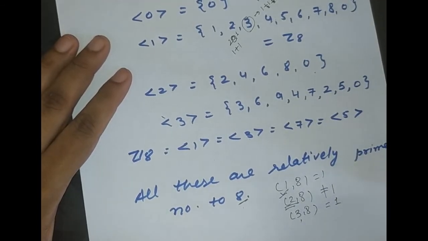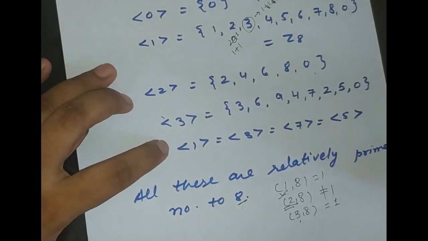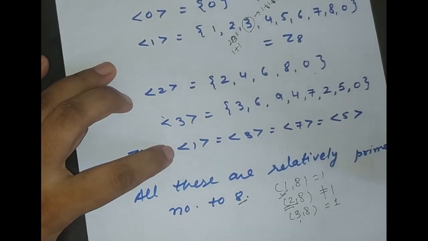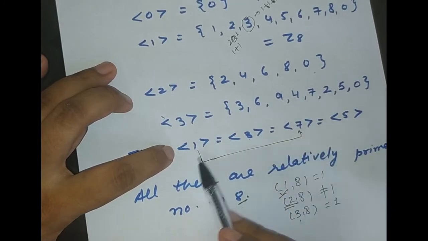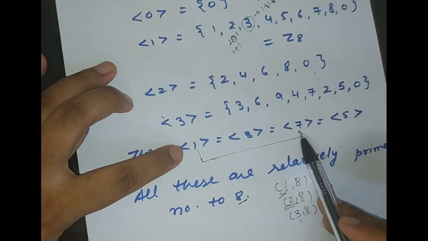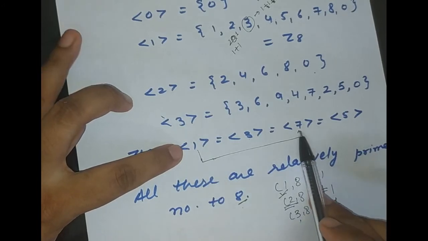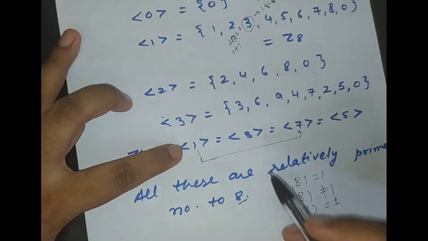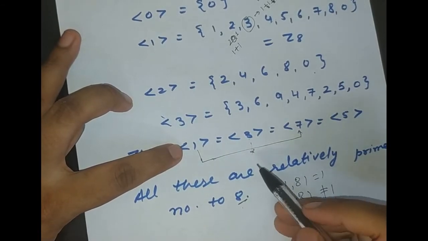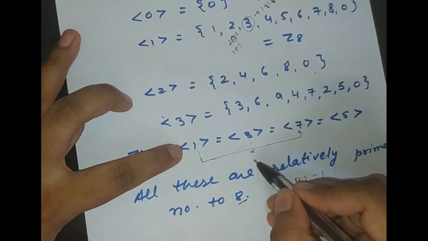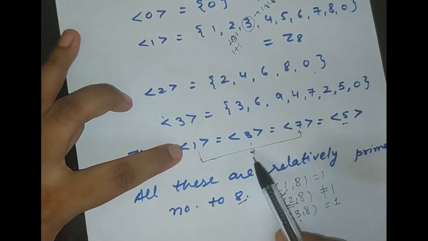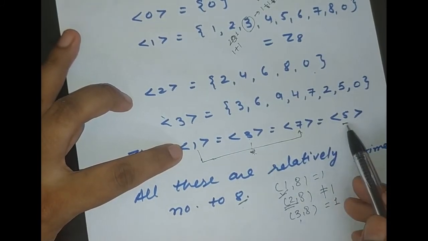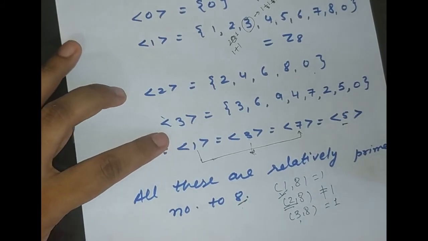Similarly 7 and 5. And we know that an element and its inverse have the same order. The inverse of this 1 is 7. So it means this 1 and 7 are the generators. If 1 is the generator of Z8, it means 7 is also the generator of Z8. Similarly, I proved this 3 is the generator of this Z8. So the inverse of 3 is 5. So in this manner 3 and 5 are also generators of this Z8.